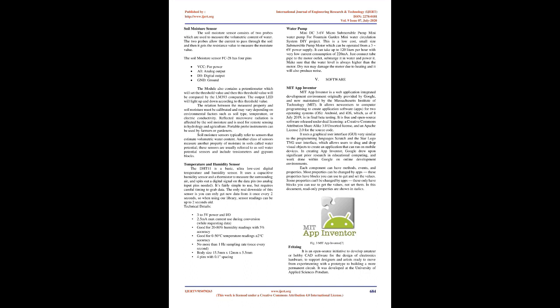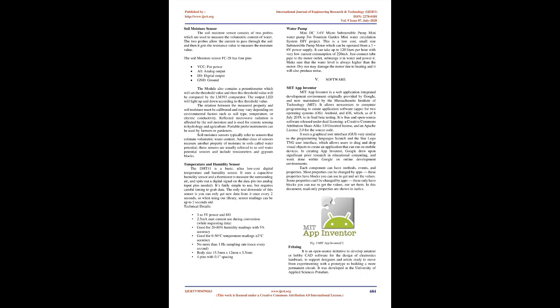Technical details. 3 to 5 V power and I/O. 2.5 mA max current use during conversion, while requesting data. Good for 20 to 80% humidity readings with 5% accuracy. Good for 0 to 50 degrees Celsius temperature readings, plus or minus 2 degrees C accuracy. No more than 1 Hz sampling rate, once every second. Body size 15.5 mm x 12 mm x 5.5 mm. 4 pins with 0.1 spacing.